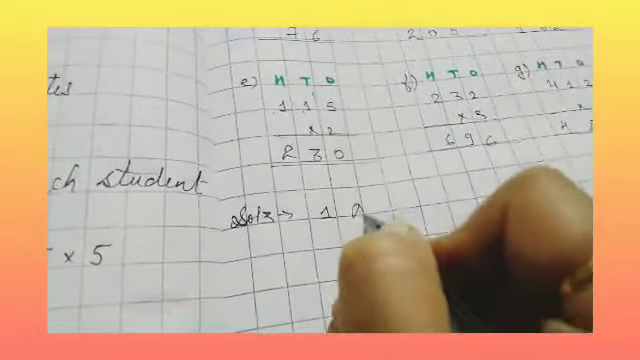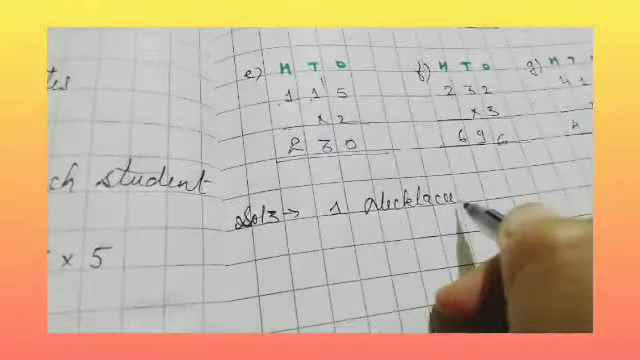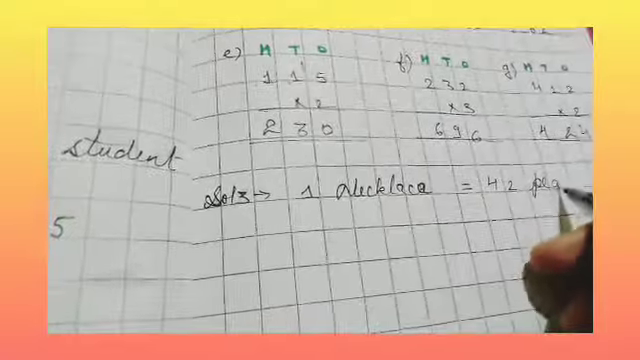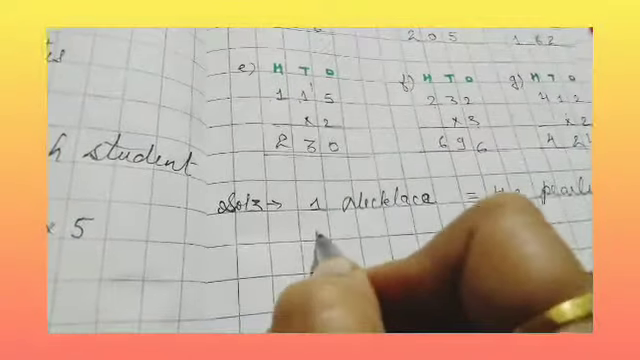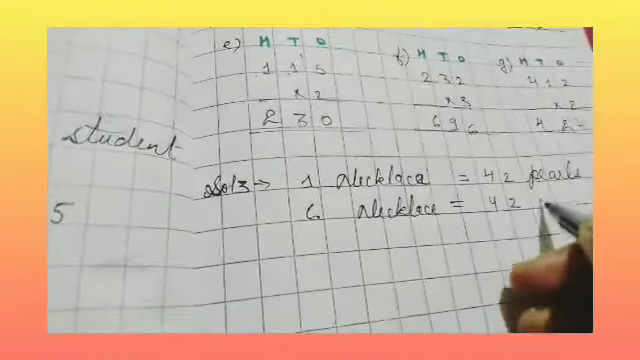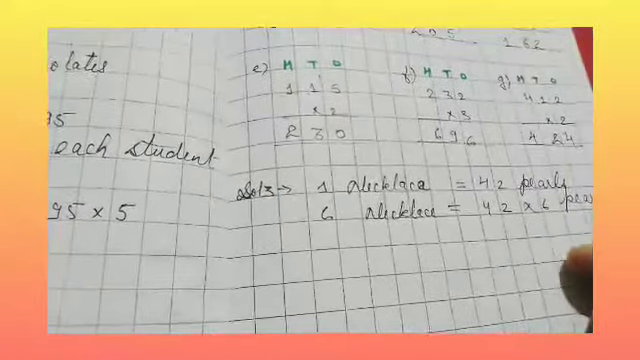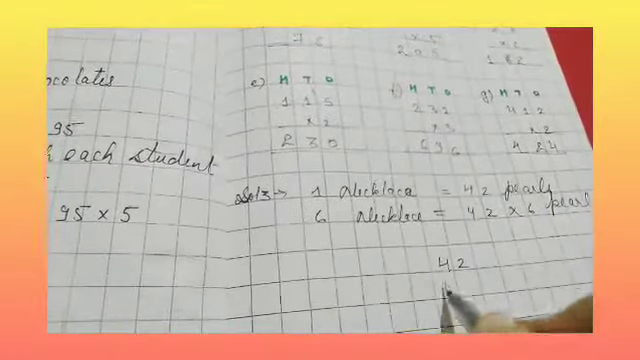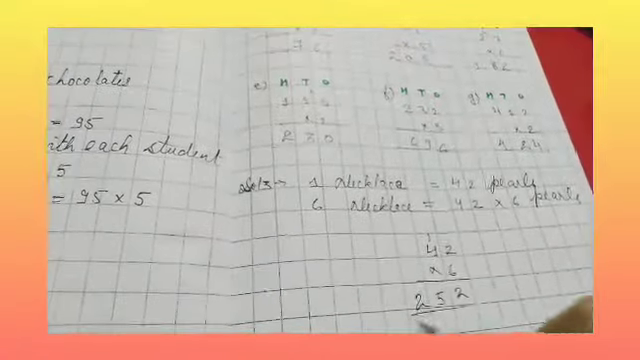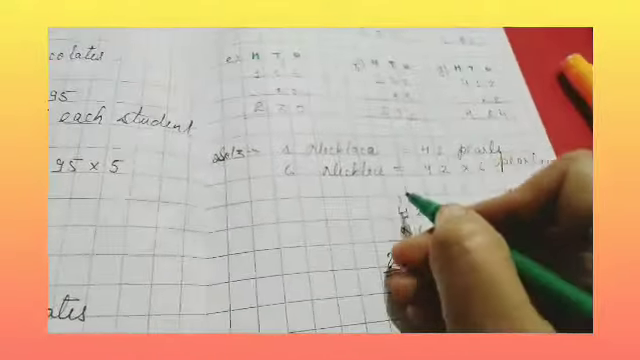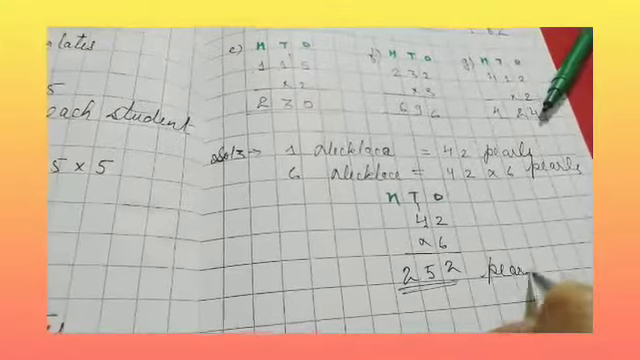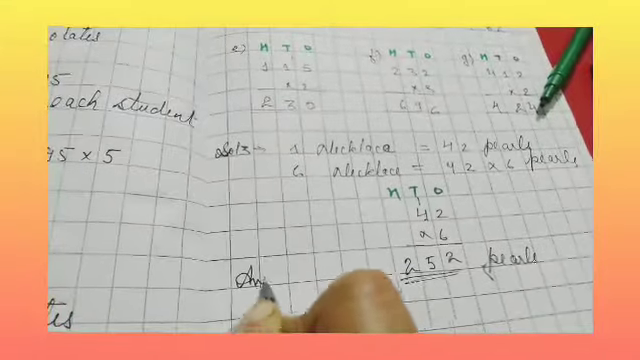Now question number 3 in our classwork. So one necklace is equal to 42 pearls. Six necklaces is equal to 42 into 6 pearls. So children, 42 into 6 is 6 2s are 12, 2 carry 1, 6 4s are 24 and 1, 25. So answer is 252 pearls. With the help of colored pencil, write 1s, 10s and 100s. And 252 pearls are there. This is our answer. Okay.